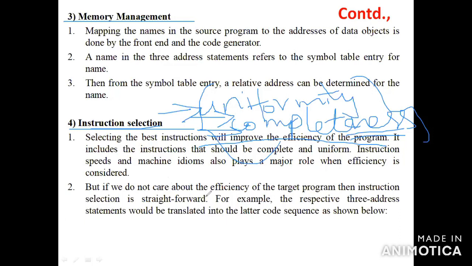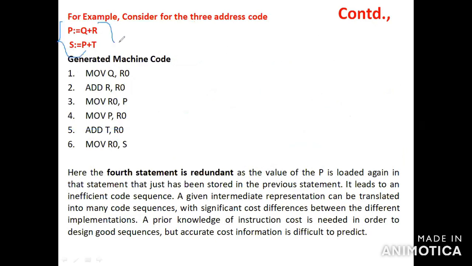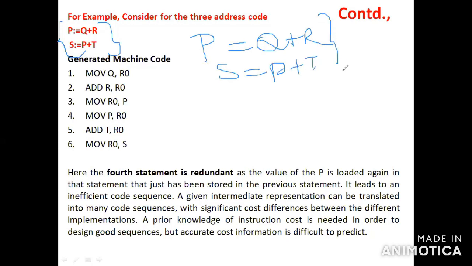So how do we check this? For example, I am giving two three address code statements. The first one: P = Q + R. The second one: S = P + T. These two statements belong to the three address code construction.